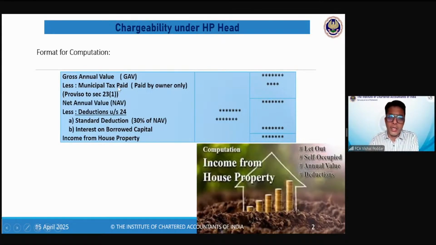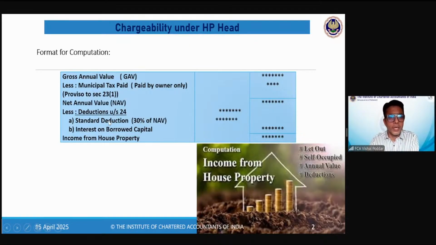Here, this is the exception, where we consider something not on mercantile basis but on cash basis. Your requirement is that the municipal tax should have been paid, so it is on cash basis. Second, it should be paid by the owner of the property and not by the tenant or any other person. Then only it is deductible. After deducting, the amount left is called the net annual value. And from that, you are allowed deductions. There are presently only 2 deductions from the HP head provided under section 24.